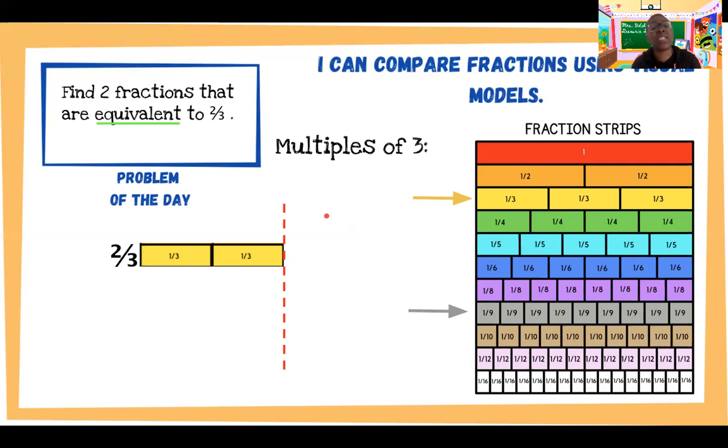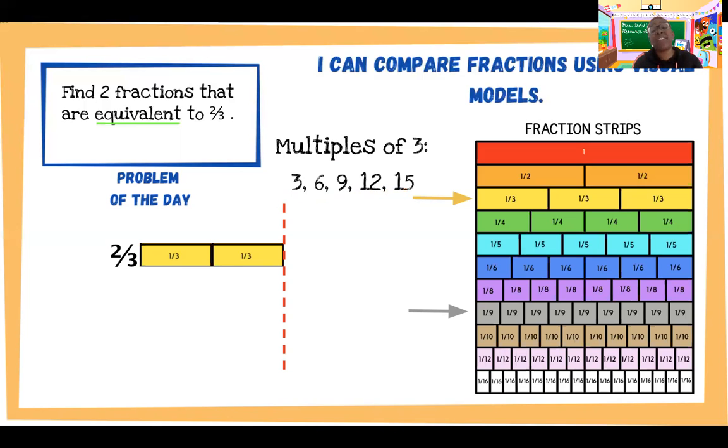So let's look at those multiples of 3. Do you know what they are? Well, can you count by 3s? Let's do that together. 3, 6, 9, 12, 15. Exactly, you get the idea. Well, we're only looking for 2 fractions that are equivalent to 2/3, so we only need the next 2 multiples. So let's take a look at this list. 3, 6, 9, 12, 15. And this will give us plenty to work with.